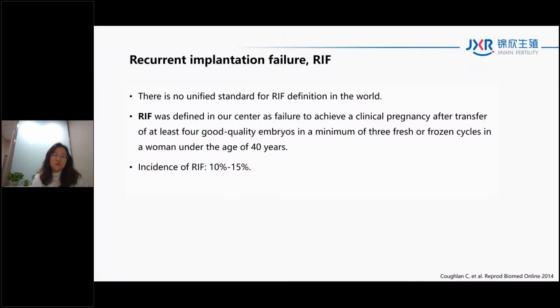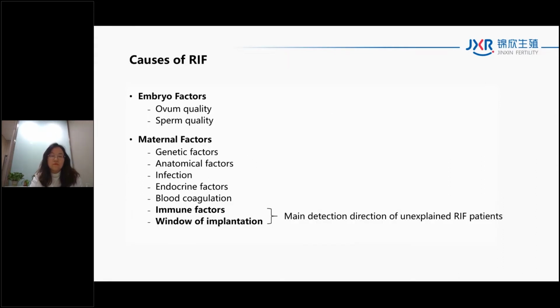The definition of RIF is currently not yet unified. In China, our center defines RIF as failure to achieve pregnancy after 3 or more transfer cycles, or transfer of at least 4 good quality embryos, in women under the age of 40 years. The incidence of RIF is usually 10 to 15%. The reasons for RIF mainly include 2 aspects, embryo and maternal factors.